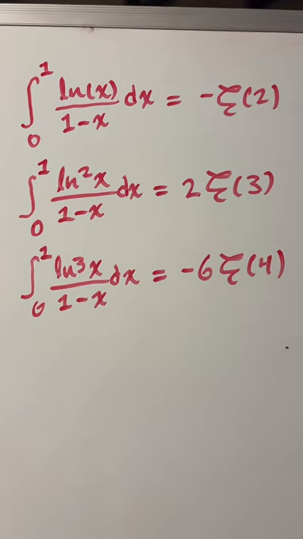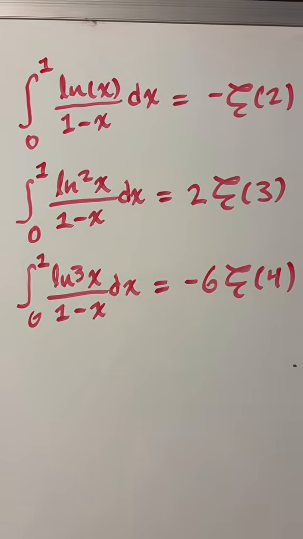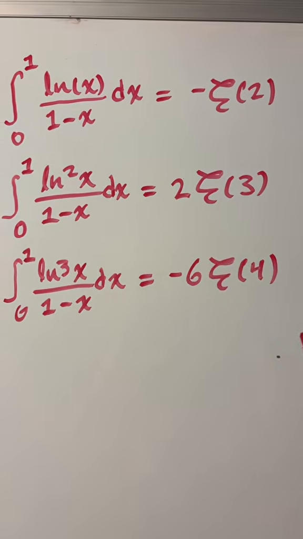And perhaps it's not everybody and their mother who knows this, but a lot of people know that the integral from 0 to 1 of log cubed of x over 1 minus x is equal to negative 6 times zeta of 4. And guess what?